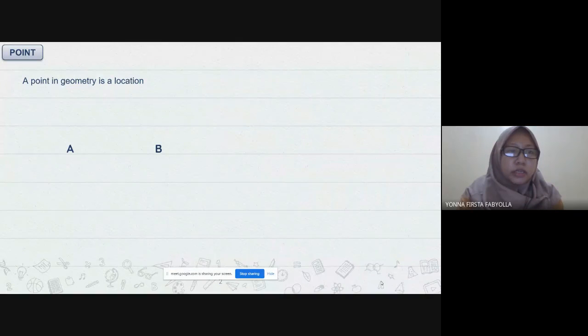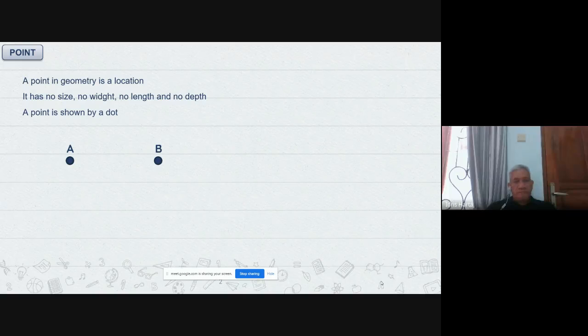A point in geometry is a location. It has no size, no width, no length, and no depth. A point is shown by a dot. Here I have A point and B point.